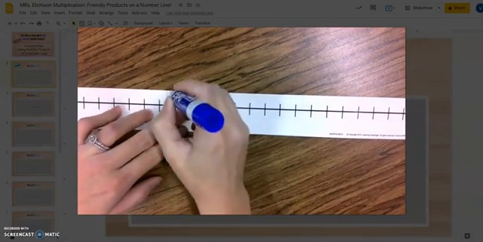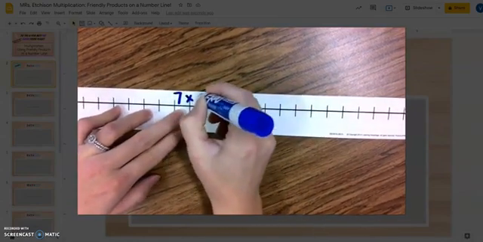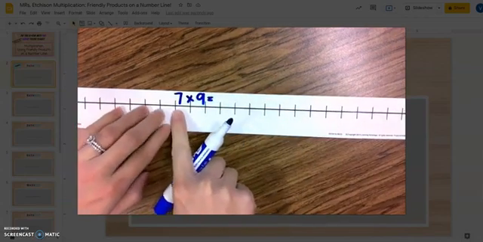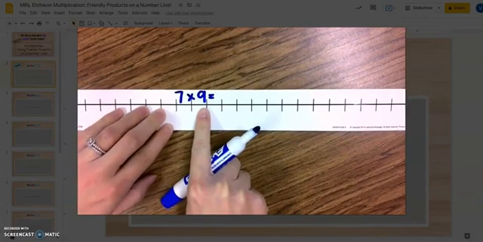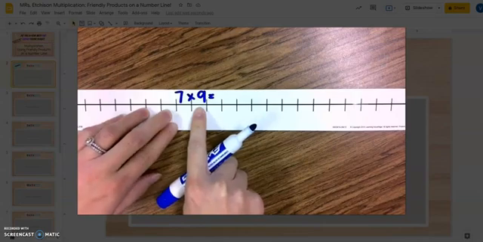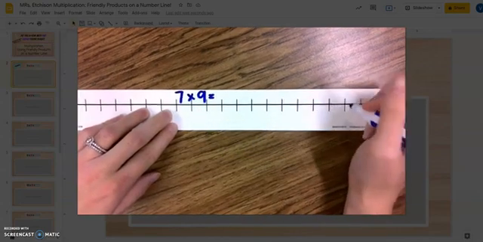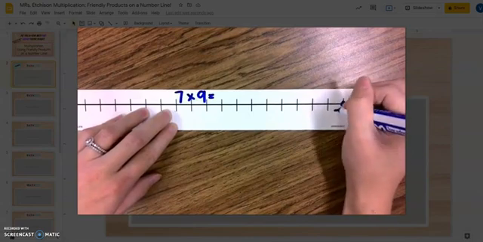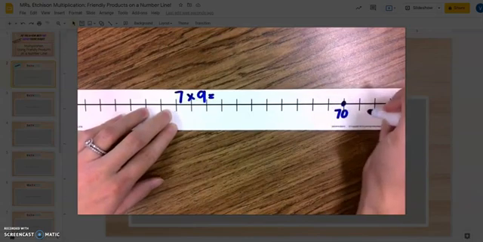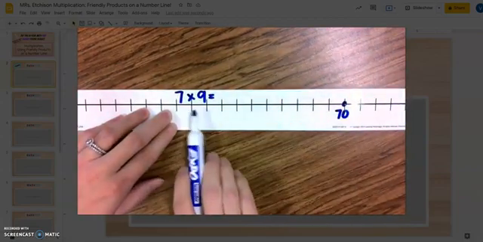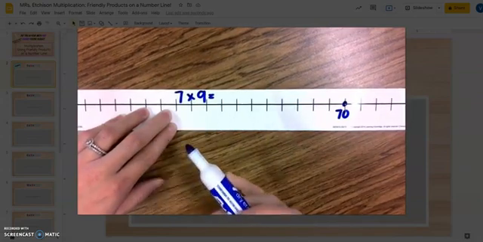So I am solving 7 times 9. And I am going to start off by thinking of 7 times 10 instead of 7 times 9, because that's a much friendlier product that we know. I know that 7 times 10 is 70. So I'm going to pick a point on my number line towards the end to start at 70. I'm starting towards the end because I'm going to be counting backwards today, because after I multiply by 10, I have to minus 1 set.